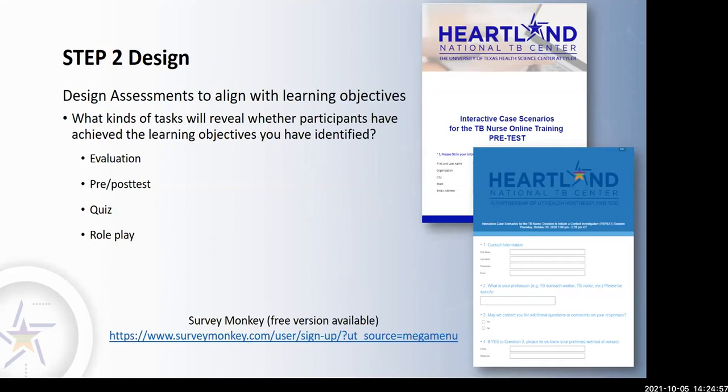Step 2, design. So based on the analysis, you want to make informed decisions to design the best possible learning experience. During the design phase, you will design your assessments to align with your learning objectives. And you want to ask, what kinds of tasks will reveal whether participants have achieved the learning objectives you have identified? And you can do this through evaluations, pre and post tests, quizzes, and role plays. And this is not an exhaustive list. This just gives you a few ideas to get started.